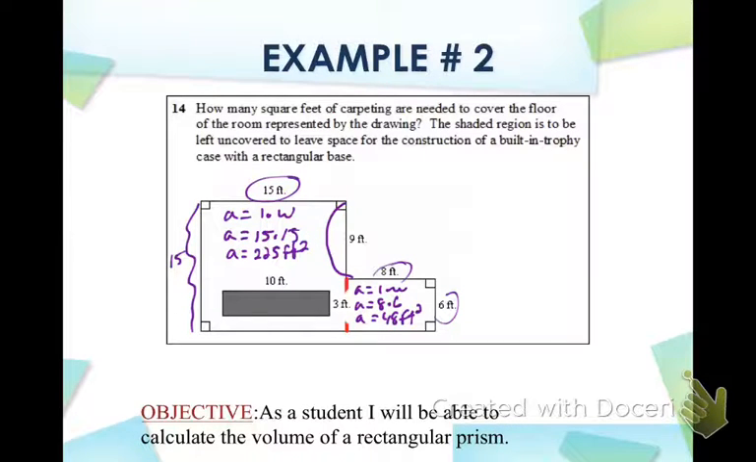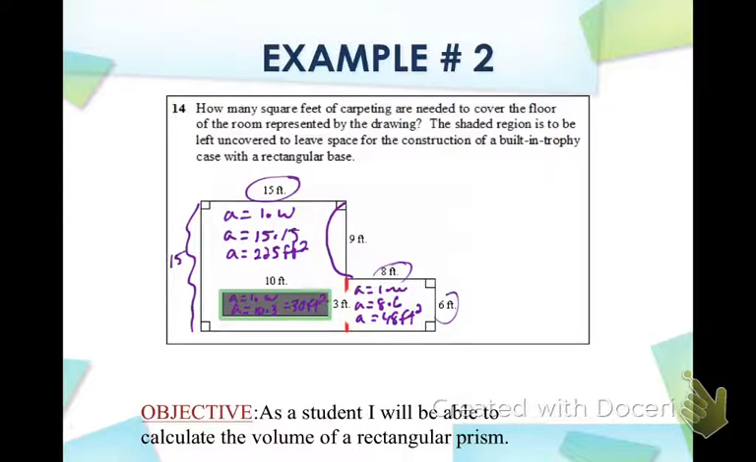Now, that's awesome, but we still need to think about that trophy case because that trophy case is pretty important. We don't want anything there, so let's do that one. What's the area of that? Well, same thing. Area equals length times width. Might be hard for you guys to see. Area equals 10 times 3, which happens to be 30 feet squared.